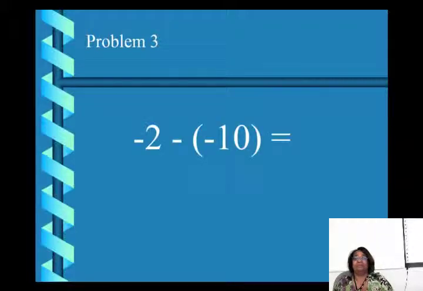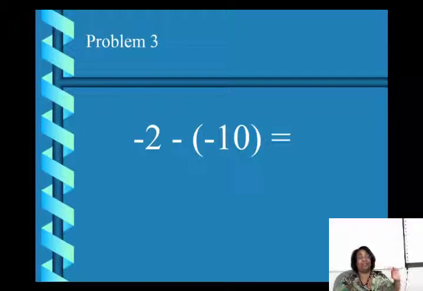What about this one? Negative 12. Nope, not negative 12. This is going to be, because this is a negative 2 here, plus the opposite is 8. Because I've got to take a negative 2 and a positive 10. The difference is 8. Okay?